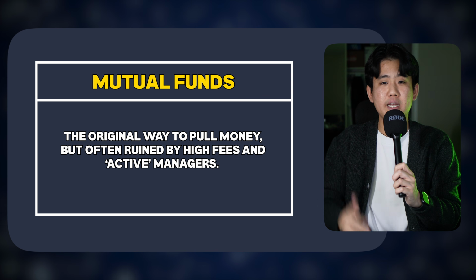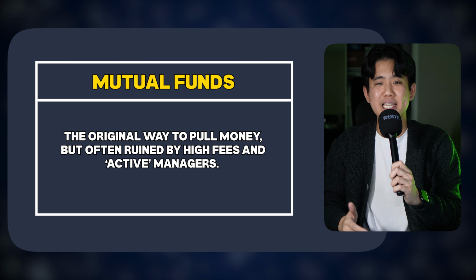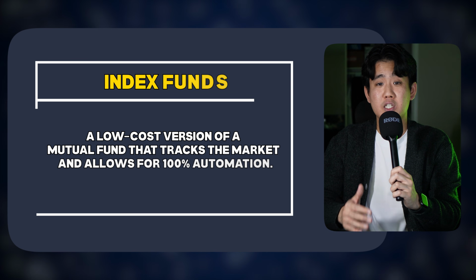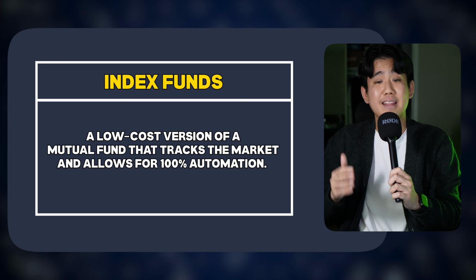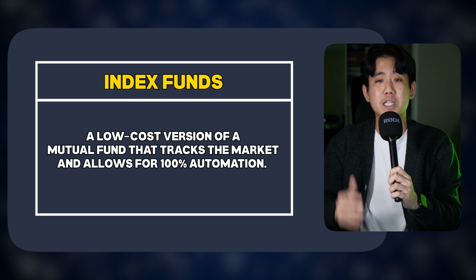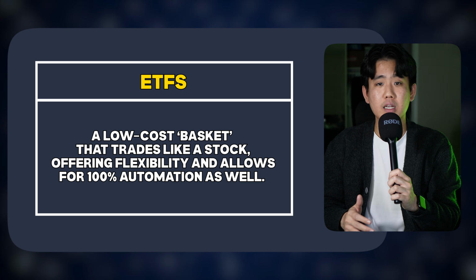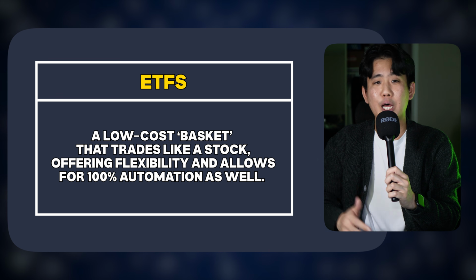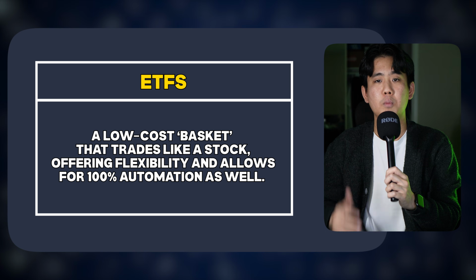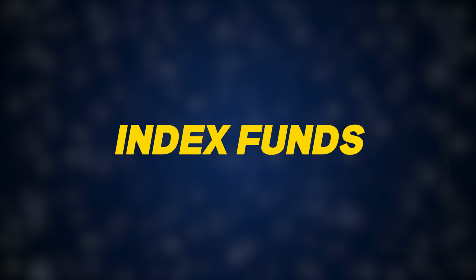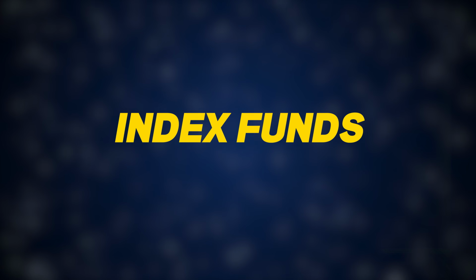Now let's recap everything. Mutual funds are the original way to pool money, but are often ruined by high fees and active managers. Index funds are a low-cost version of a mutual fund that tracks the market and allows for 100% automation. ETFs are a low-cost basket that trades like a stock, offering flexibility and also allowing for 100% automation as well. Now the biggest question you probably have is, which should you choose? If you want to set it and forget it, go with index funds. If you're someone who wants to buy or sell more frequently, go with ETFs.